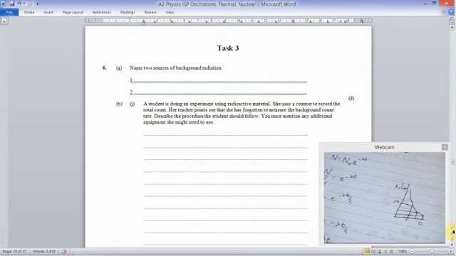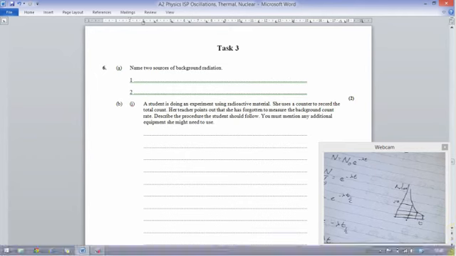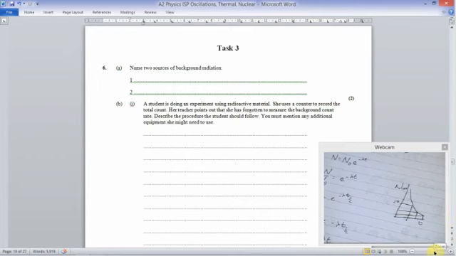Right. A student is doing an experiment with radioactive material. She used a counter to record the total count. Her teacher points out that she has forgotten to measure the background count. Describe the procedure this student should follow. You must mention any additional equipment you might need.